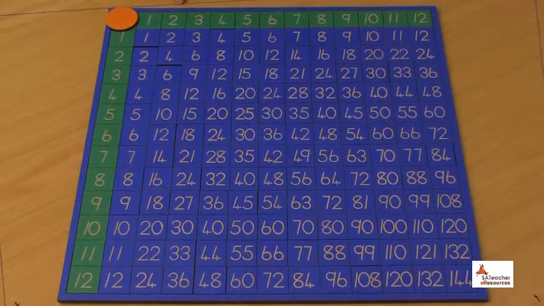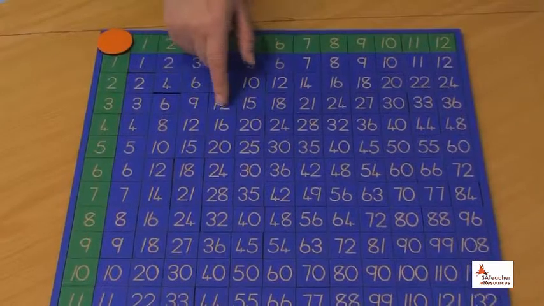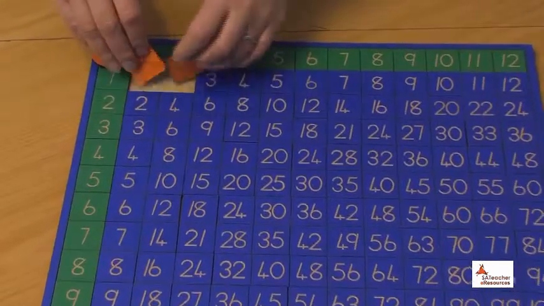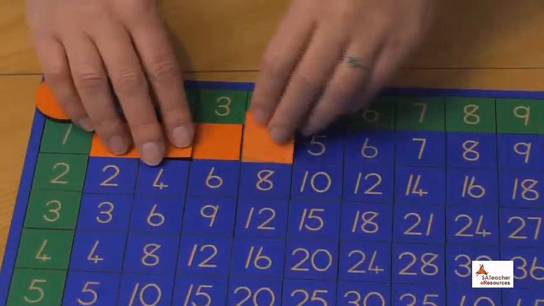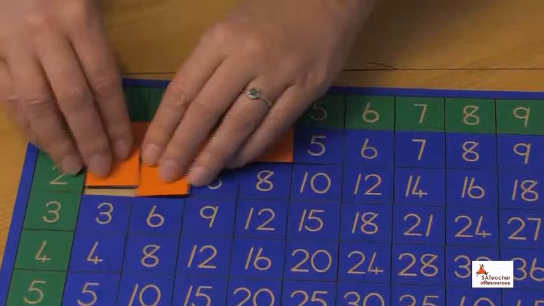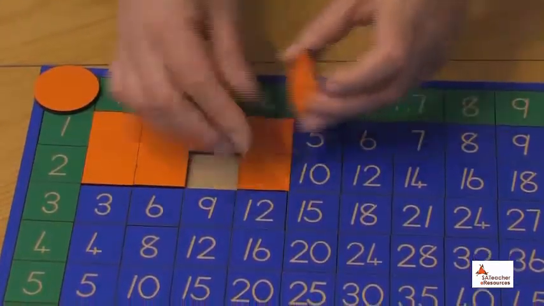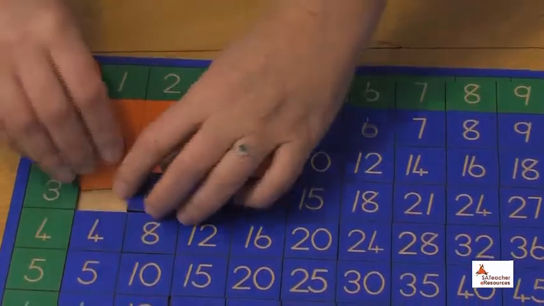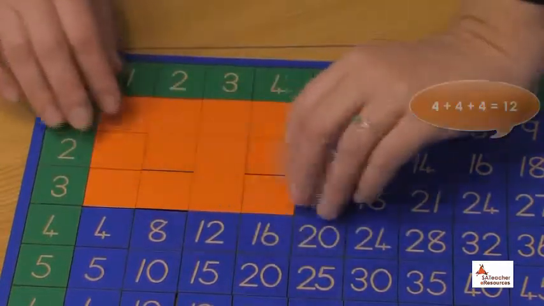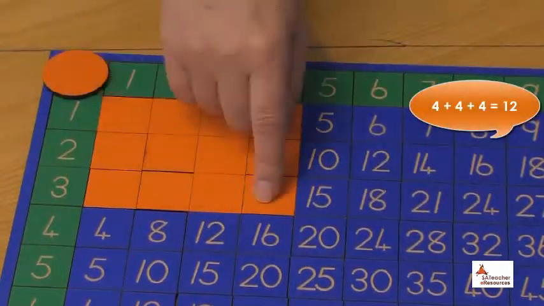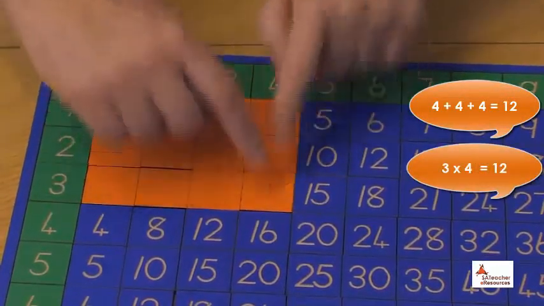So what we're going to do is pack out the first row with 4, another 4, and another 4. We're just simply going to turn around the blocks. So in the first row we have 4. The second row we have 4. And in the third row we have 4. So we can count them by saying 4 plus 4 plus 4 equals 12. But we can also say 3 times 4 equals 12.